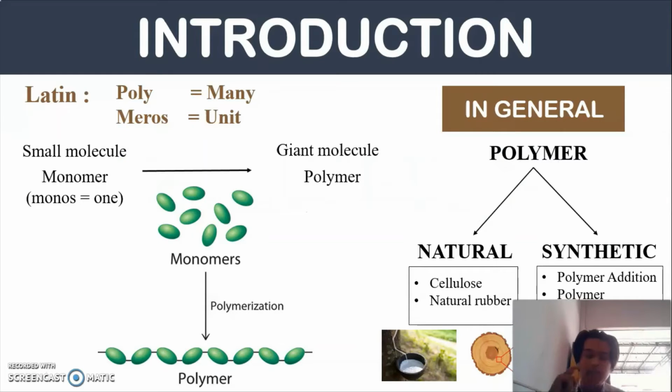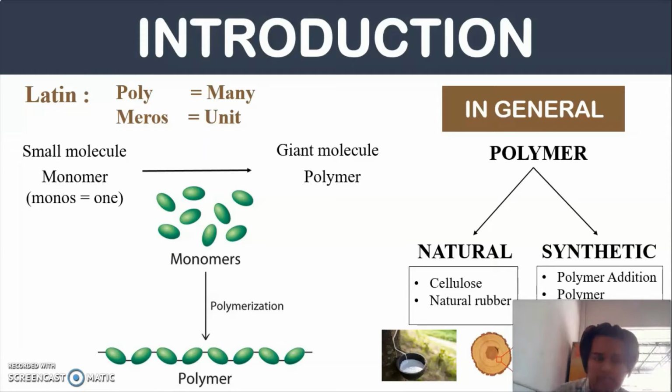Before we jump into that part, we must know what exactly polymers are. Polymer contains two Greek words, poly and meros. Poly means many and meros means unit. So a polymer is a larger molecule that consists of a chain or network of many repeating units called monomers. The process from monomers to polymers is called polymerization, as you can see on my screen.